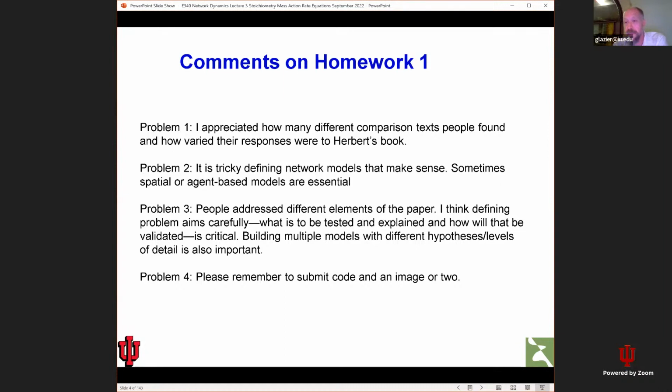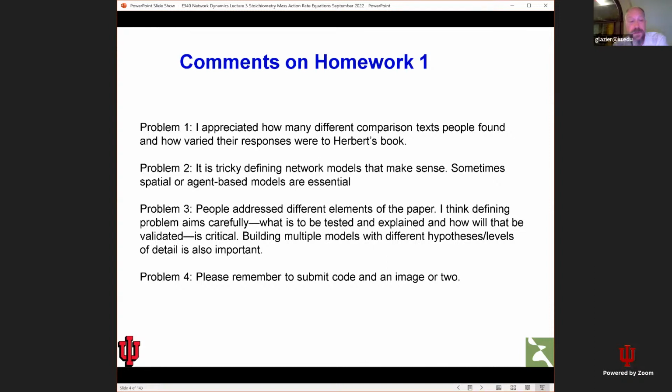The other thing that some people brought up, which not everybody brought up, which is in the Canadian paper, was the idea that you might build multiple models of the same phenomenon. Those models might differ in hypotheses or might differ in level of detail. And you might then compare the explanatory value of different types of model of the same system. And that's something that we don't always do. And I think that there's a lot of value to that.